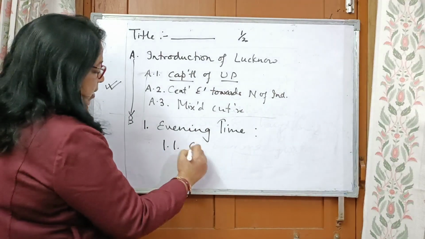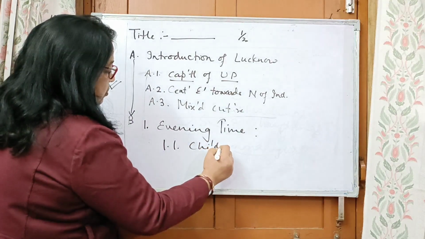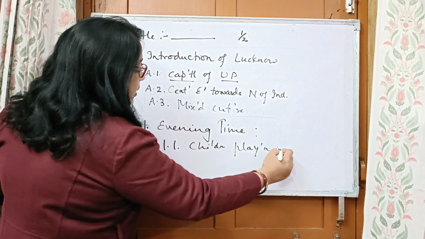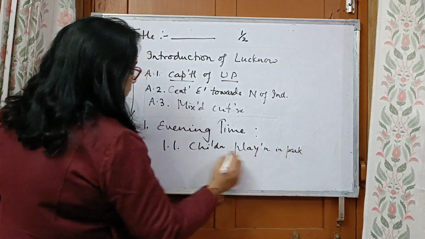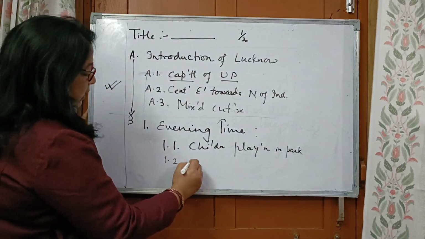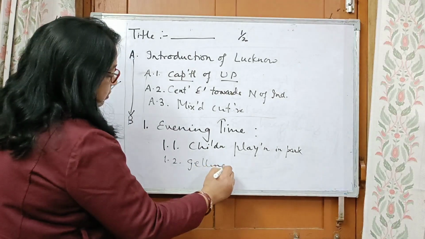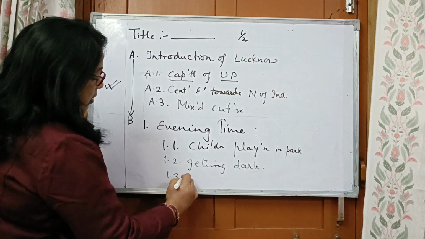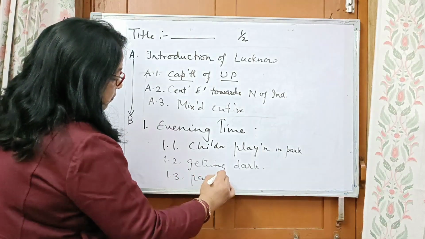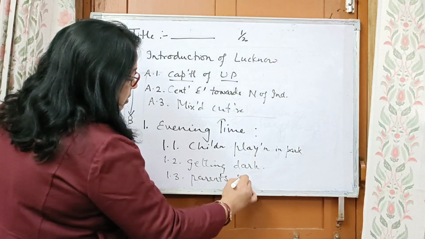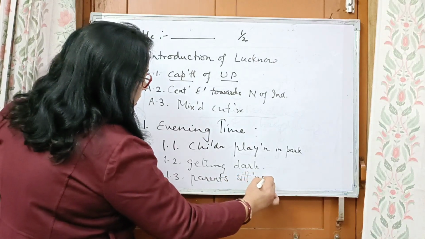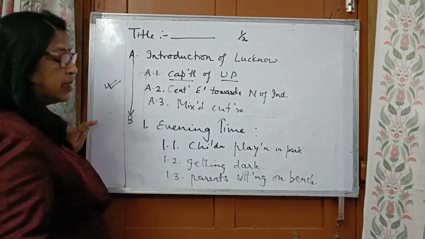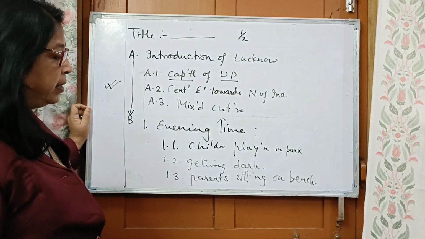One point one will be children playing in park, getting dark, parents sitting on benches. This is the note making of the paragraph that I read out.